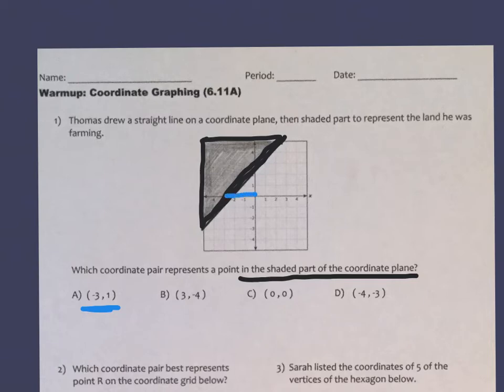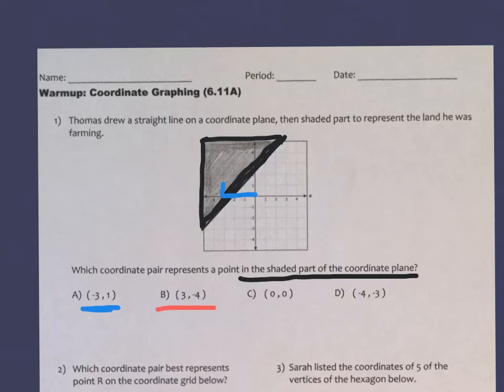Left to -3. And then the y value is 1, positive 1. So that means I jump up 1. This is -3, 1. And it looks like it's inside the shaded area. But let's check the other 3 just to be sure that things work out okay.